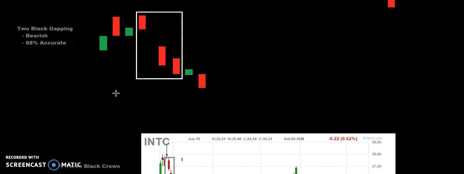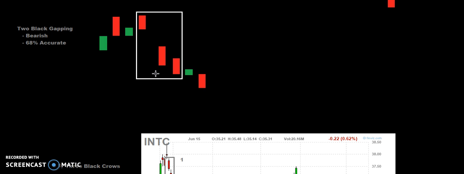Here's another one called 2 black gapping. Another kind of strange name, but in any case, it's a bearish pattern that includes a stock dropping marginally, not significantly, on the first day, followed by a huge gap downward on the second day. Sometimes gapping, if you recall, happens when there's bad news or some kind of other omen that's happening in the market, people are getting out.